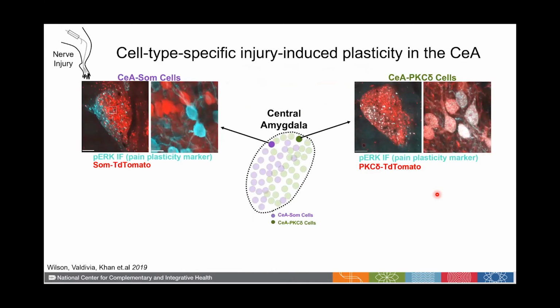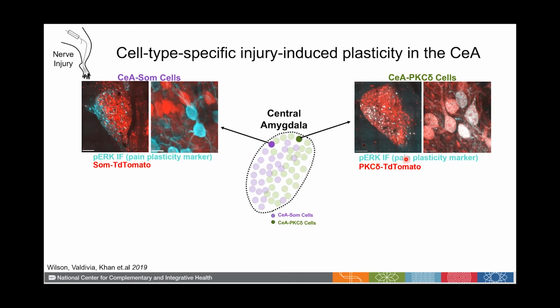So using this model, we started by looking at whether the PKC delta and somatostatin neurons were differentially recruited in the context of pain. We use ERK as a pain plasticity marker, which I studied as a grad student. It's not only a marker, but it's also functionally important. If we block ERK, inflammation-induced hypersensitivity is reduced. So we use this as a plasticity marker.